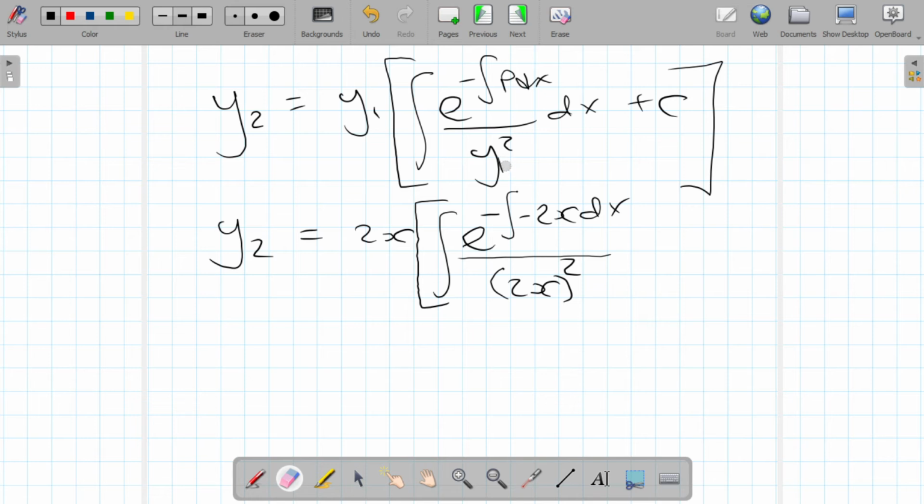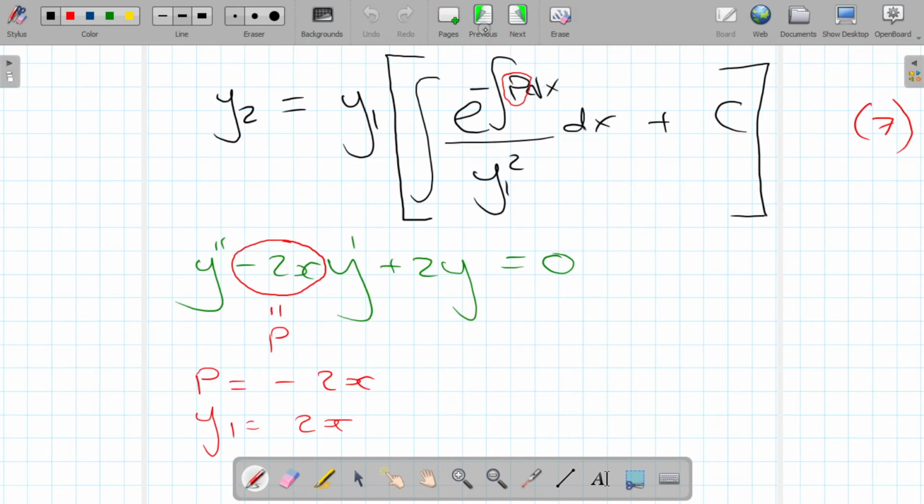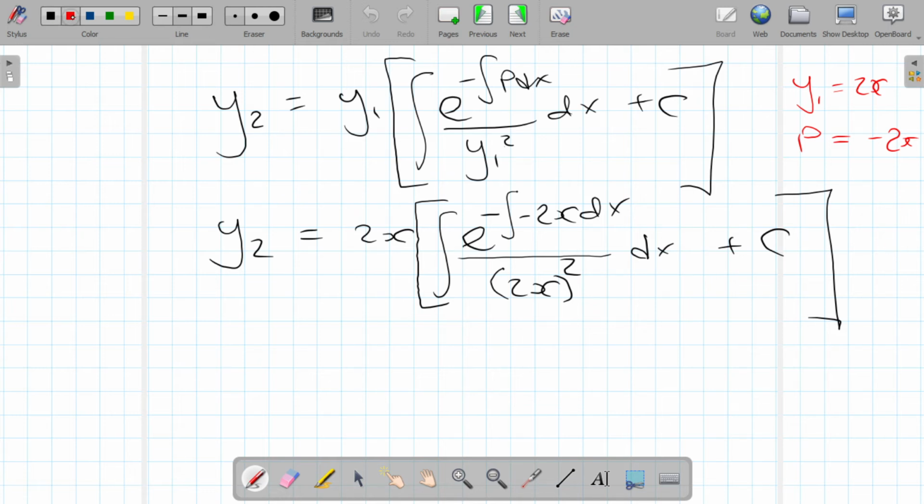Remember, that's y1 there. Let me just make that a little clearer. Right, y1 squared. So y1 was equal to 2x, because we've just worked that out, and p was equal to minus 2x, right? And we've substituted them all into there. Now, we haven't quite finished, because that's a dx, and that's still a constant. Now, we have to simplify all of this expression. Let me have a look. So we'll call that equation 8.